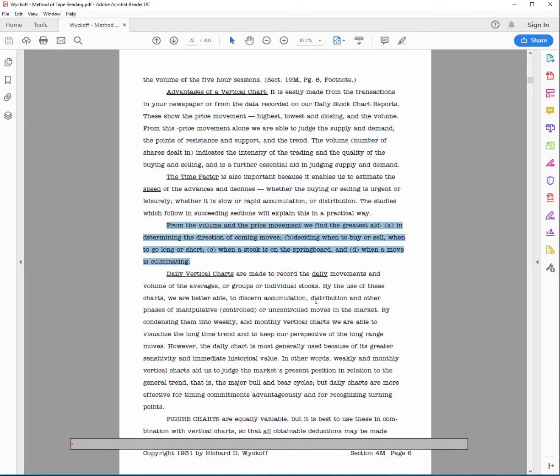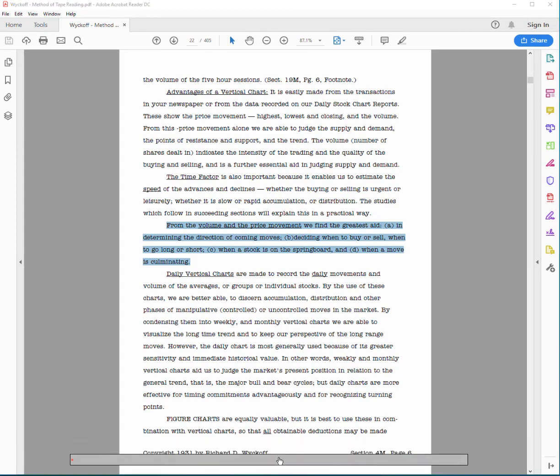So I use the daily, a weekly, and a monthly. And he liked the daily a lot. And he says daily charts are more effective for timing commitments advantageously and for recognizing turning points. Alright, so we're done with that bar chart section.